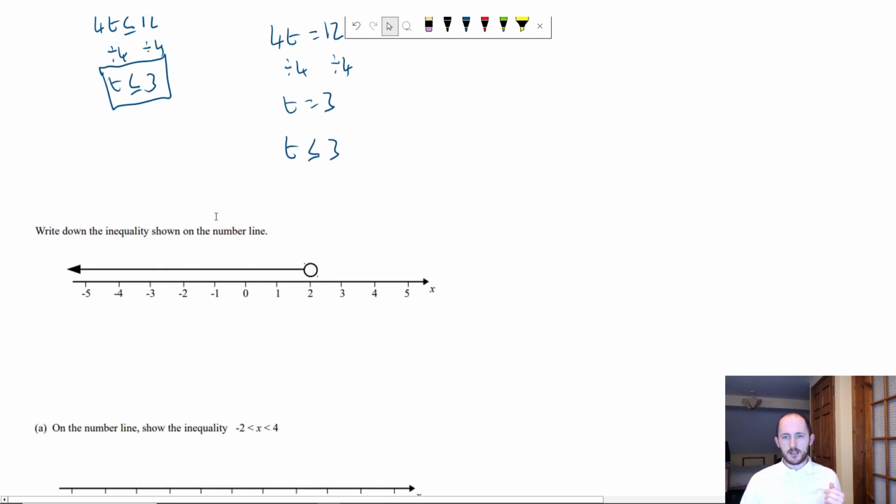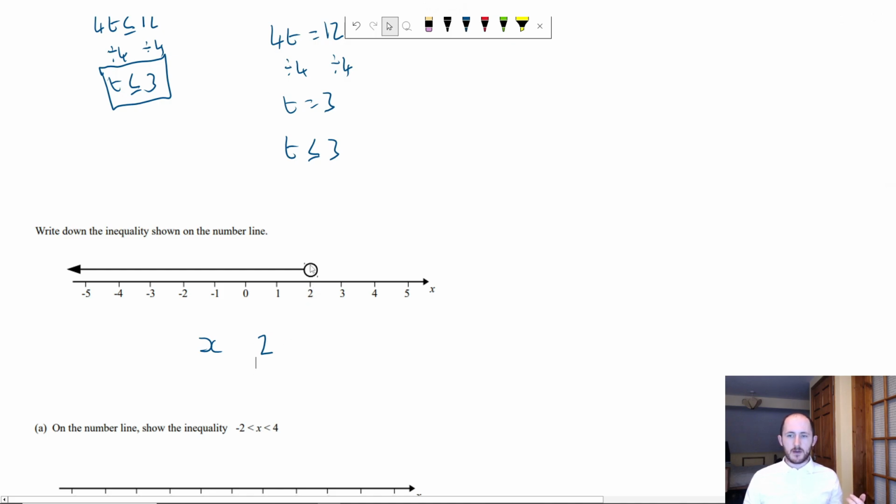Write down the inequality shown on the number line. The first thing I'm looking at is that it's hollow, which means it's not equal to. And as I can see, it's on the number 2. So I'm going to write down x and the number 2. That's it. Where did I get that from? Well, it's always going to be x in this case, if there's nothing else given.